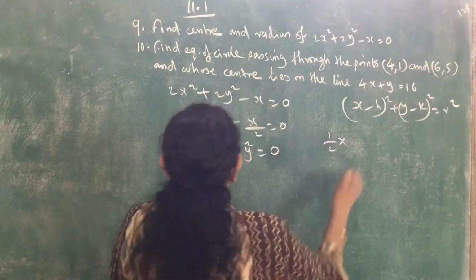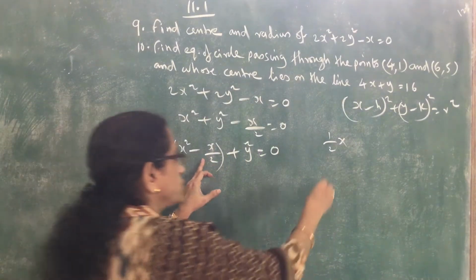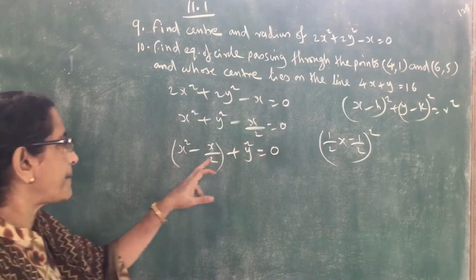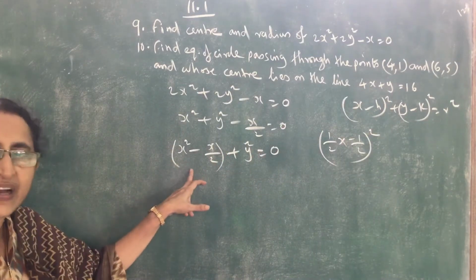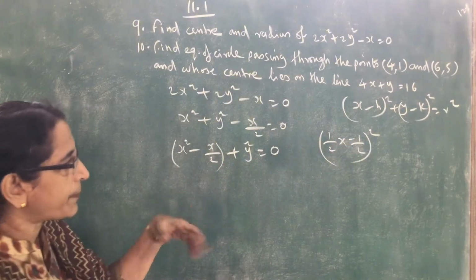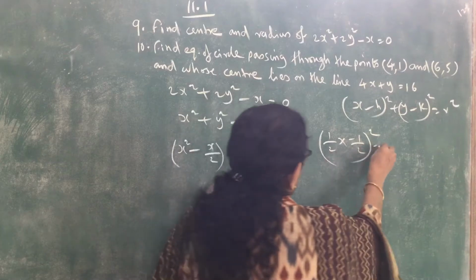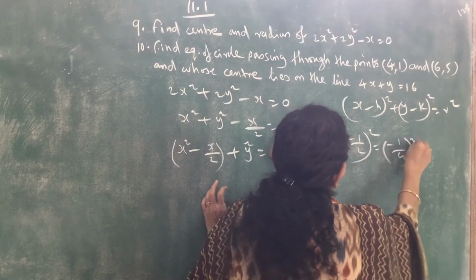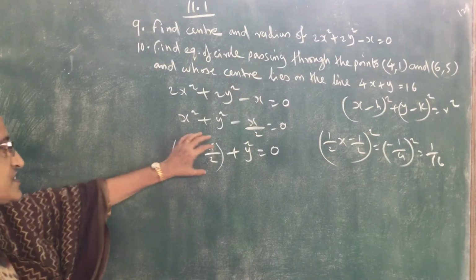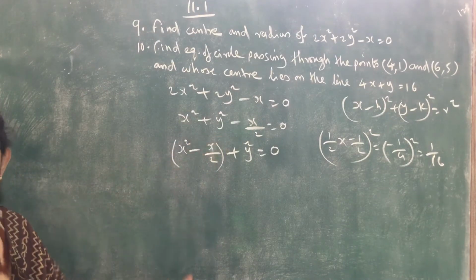Half into coefficient of x, that is minus 1 by 2. Minus 1 by 2 whole square. So when we add that number to this expression, it becomes a perfect square. So half into minus 1 by 2, that is minus 1 by 4. Minus 1 by 4 square, that is 1 by 16. So we have to add 1 by 16 to this, so that it becomes a perfect square.